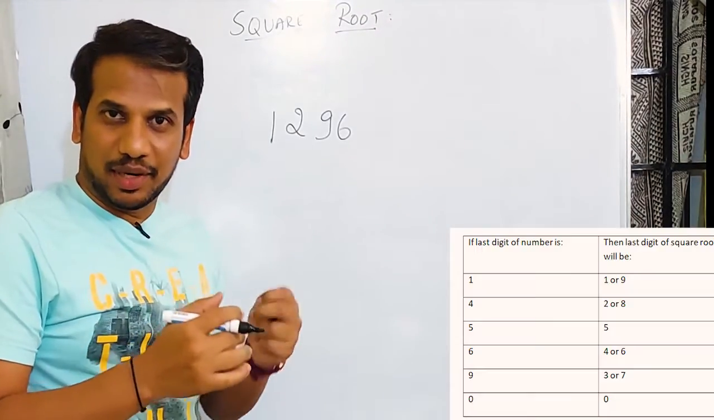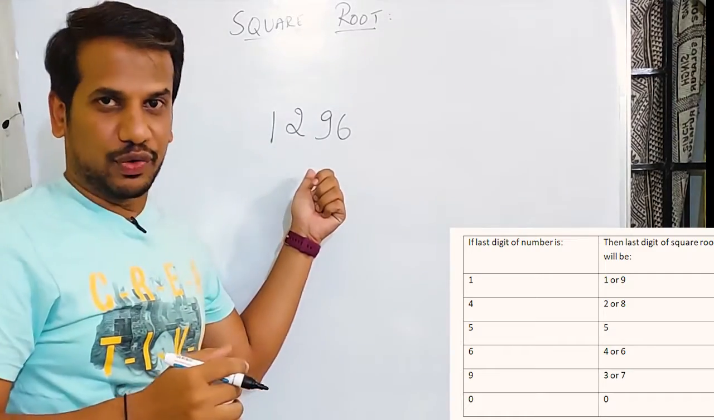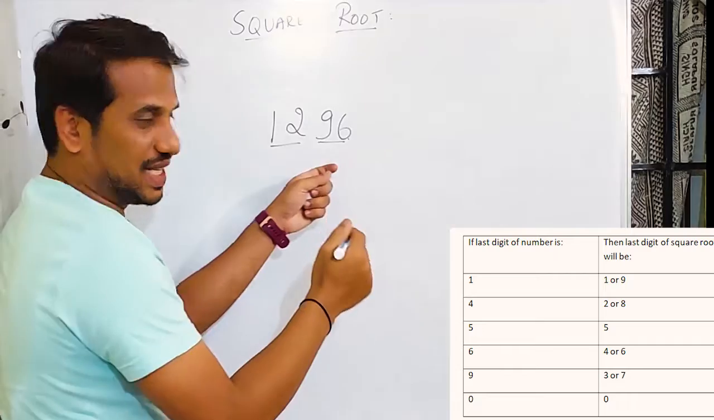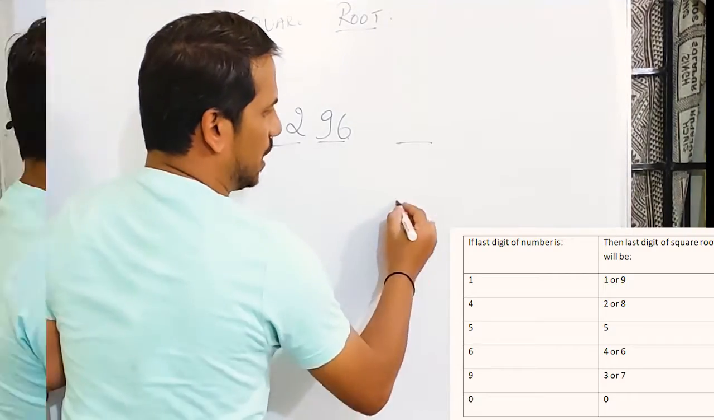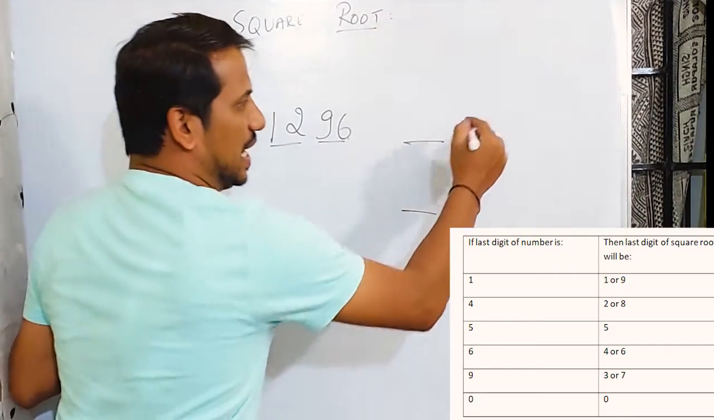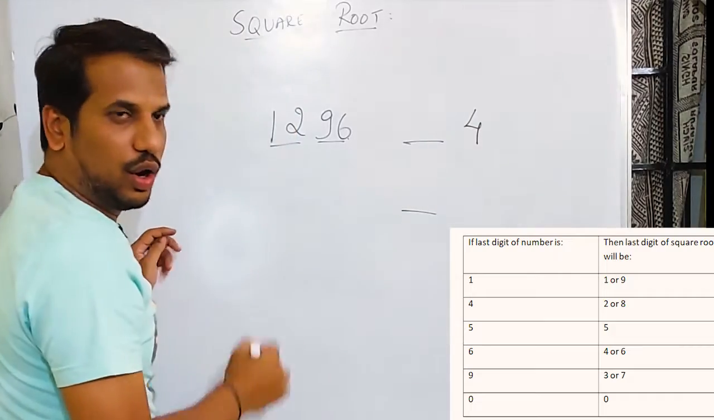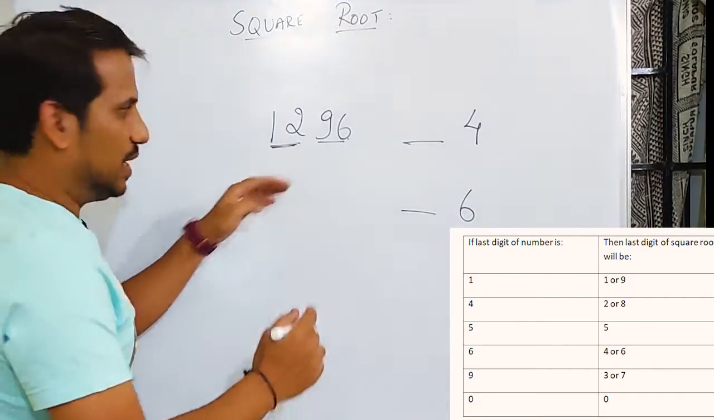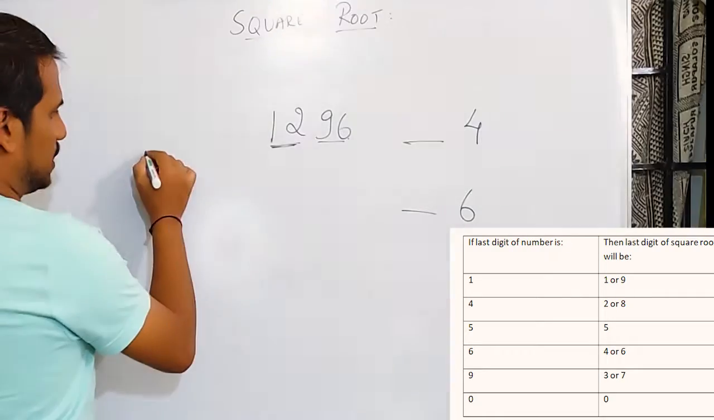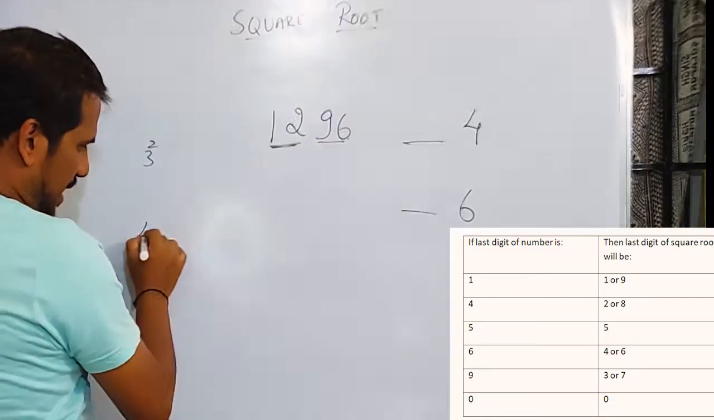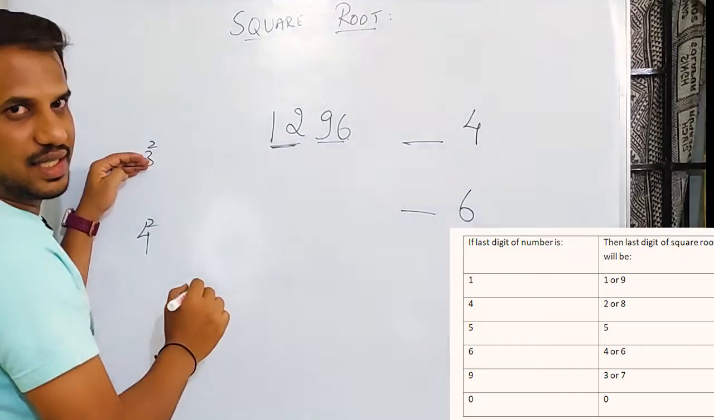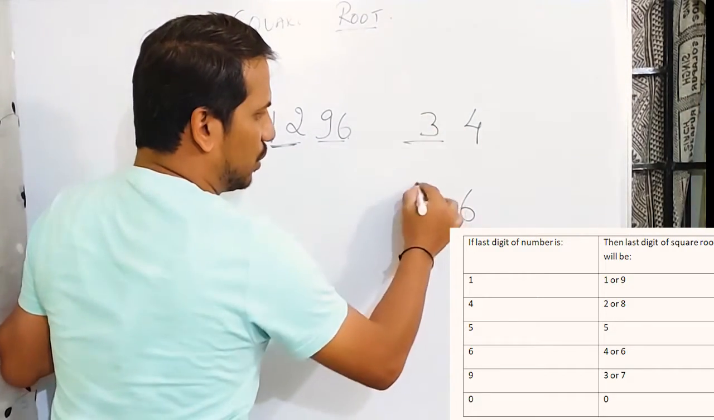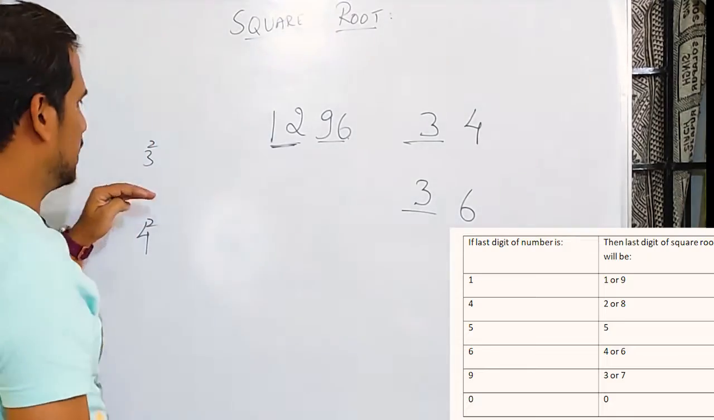We will apply the same technique to find the square root of 1296. Now, let's see. If it's ending in 6, what does this mean? The square root should end in either 4 or 6. So, 12 is residing between what two squares? That is 3 square and 4 square. So, it is just greater than 3 square. So, it should be either 34 or 36. Now, let's apply this way.